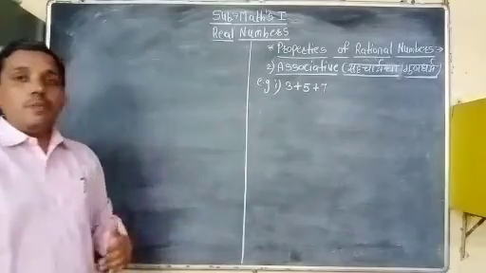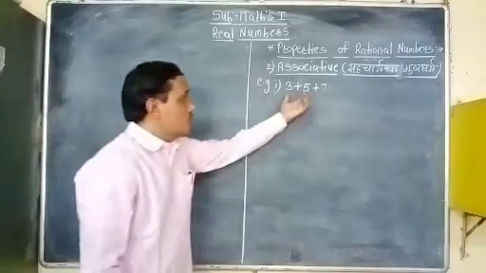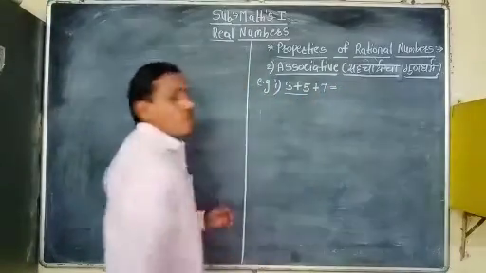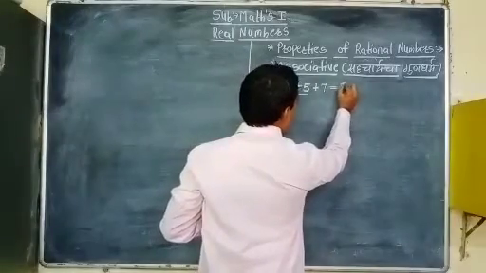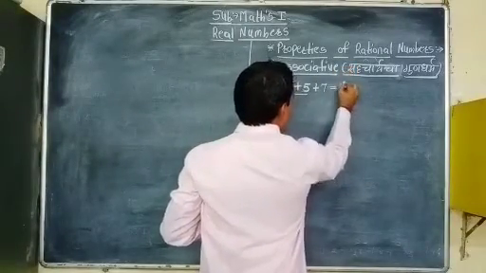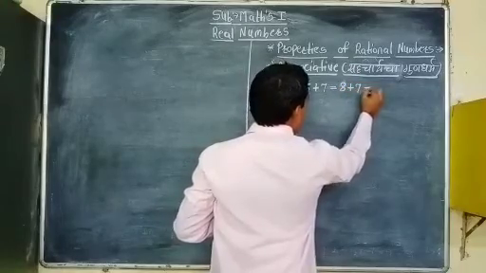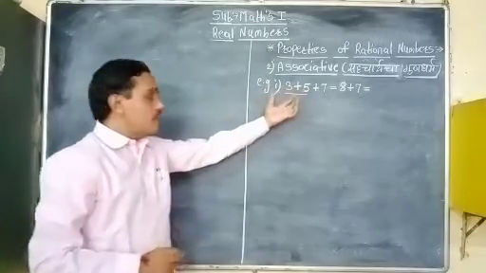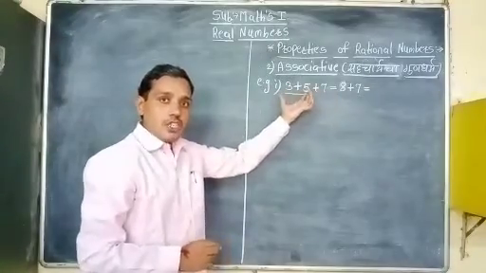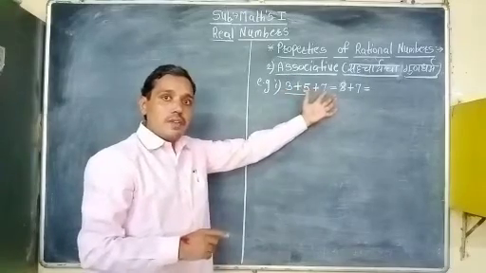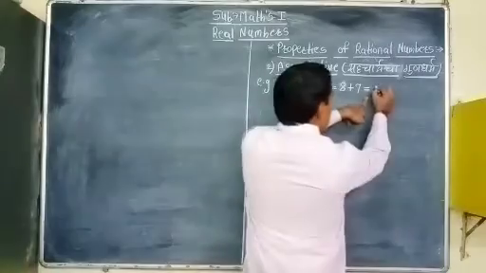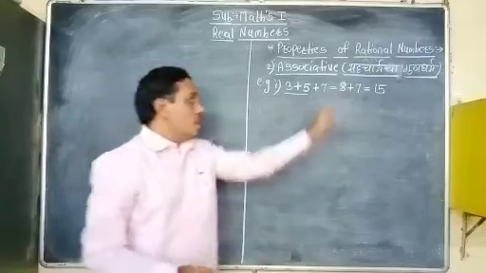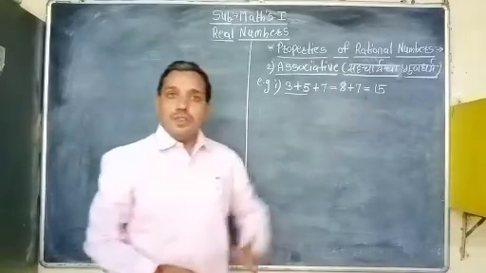So here 3 plus 5 plus 7. We get the addition between them. We will first add 3 plus 5. So 3 plus 5 is 8. 8 plus 7. We first add 3 and 5, and then we add 7 to that sum. We get the answer 15. 3 plus 5 plus 7 is 8 plus 7, that means 15.